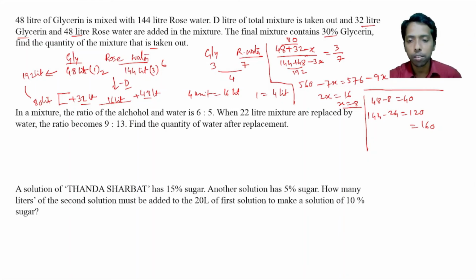The final mixture contains 30% glycerin. Find the quantity of mixture that is taken out. So d liters of the mixture is taken out and 32 liters are getting added. Initially 48 liters and 144 liters, and this is getting added. Finally the ratio becomes 3:7. So there should be a difference of 4, and here is the difference of 4, that is 4 units is 16, 1 unit is 4. Now this is total 192, this is total 80, this is getting added.